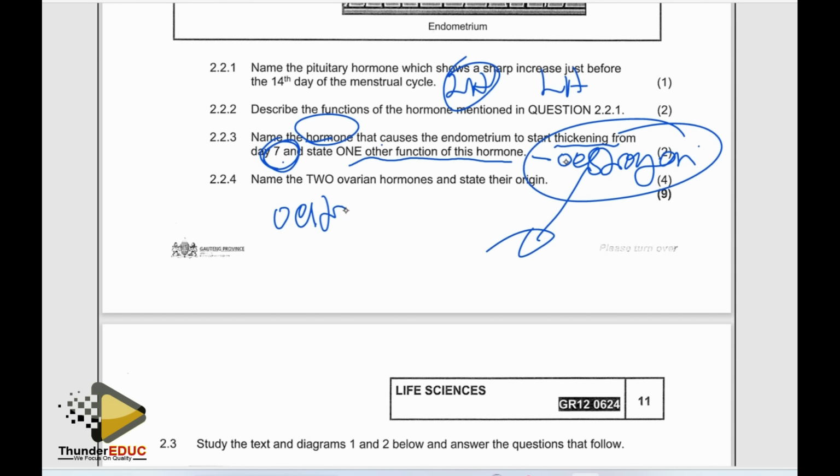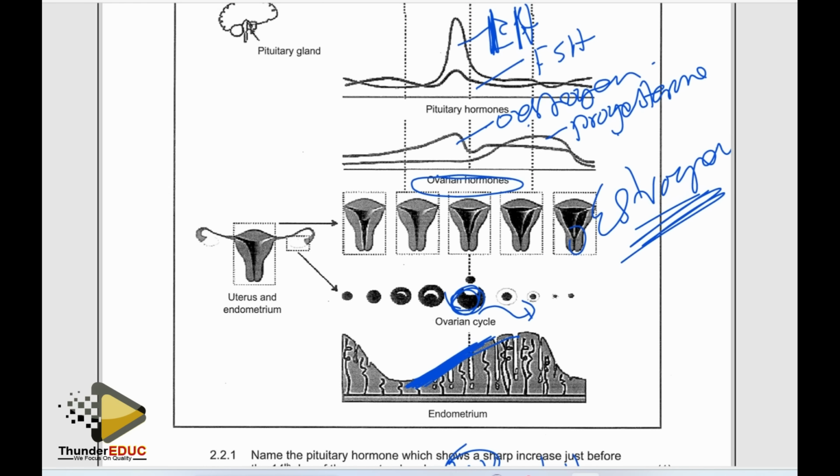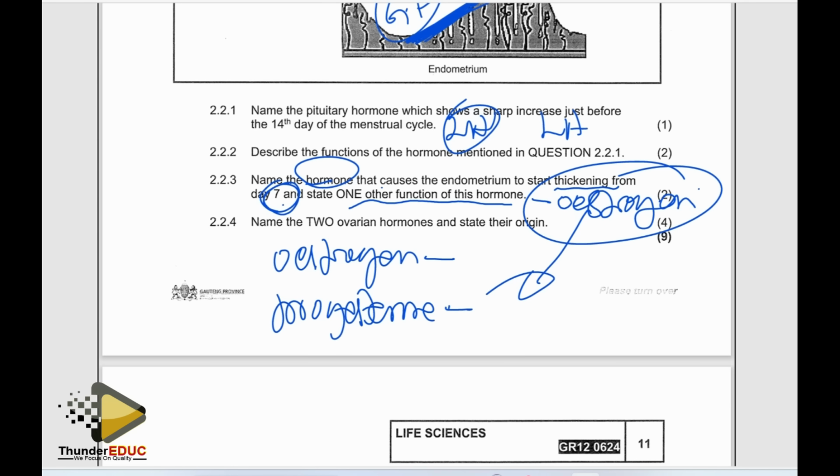So estrogen and progesterone. If I have estrogen and progesterone, where does this estrogen come from? Estrogen comes from here, the Graafian follicle, while progesterone comes from here, the corpus luteum. You write them. So this one comes from the Graafian follicle, and this one comes from the corpus luteum.